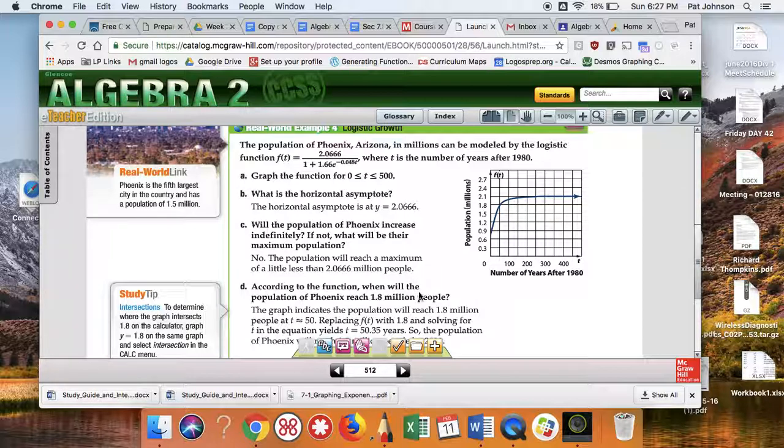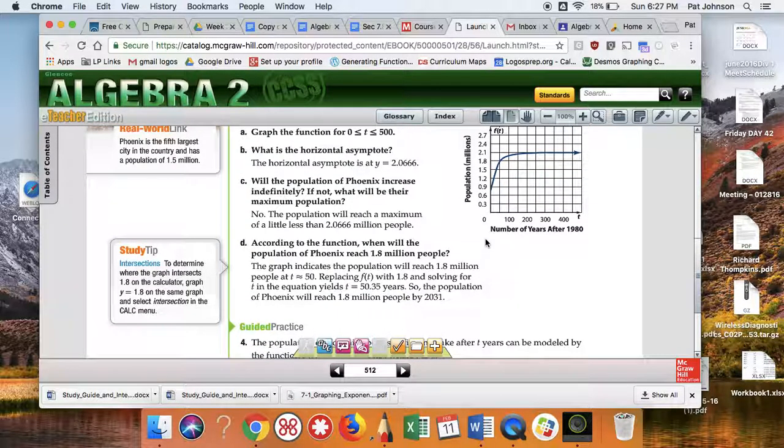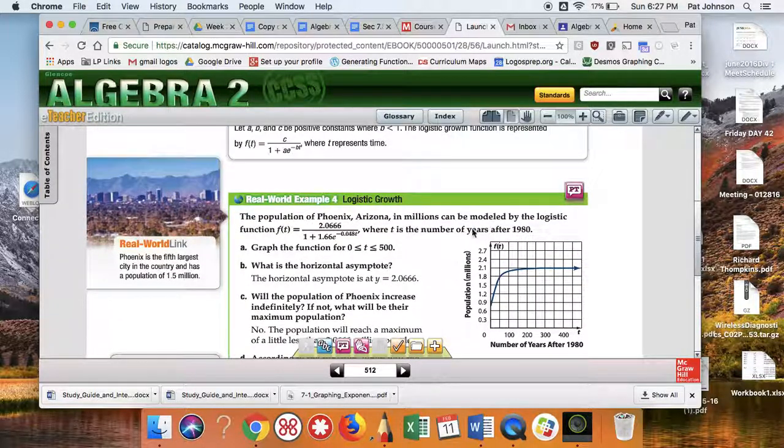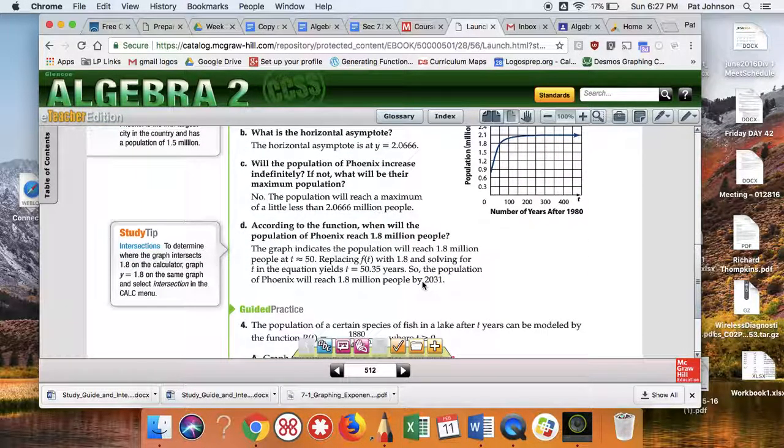According to the function, when will the population of Phoenix reach 1.8 million? If you look at the graph, it's about 50 years. Well, how do we do that? We can use our calculator and find that value. Or we can say, let this equation equal 1.8 and solve for t. If you do that, you'll get 50.35. So the population of Phoenix will reach 1.8 million by 2031. Because remember, it started at 1980, so you have to add 50 years to that.